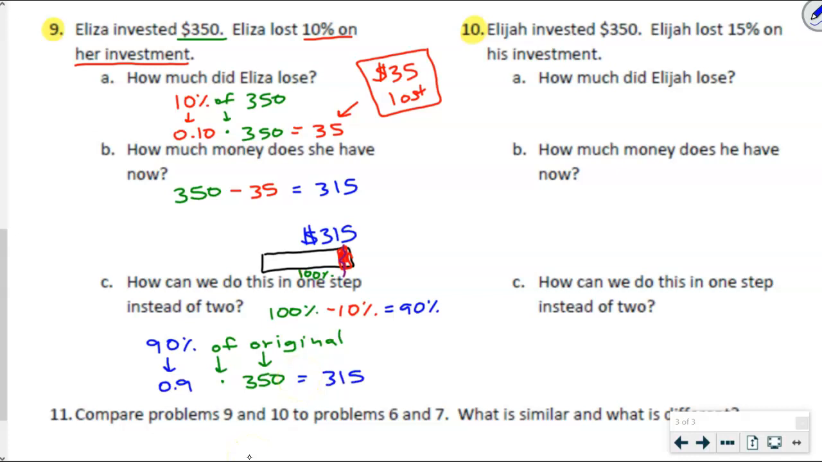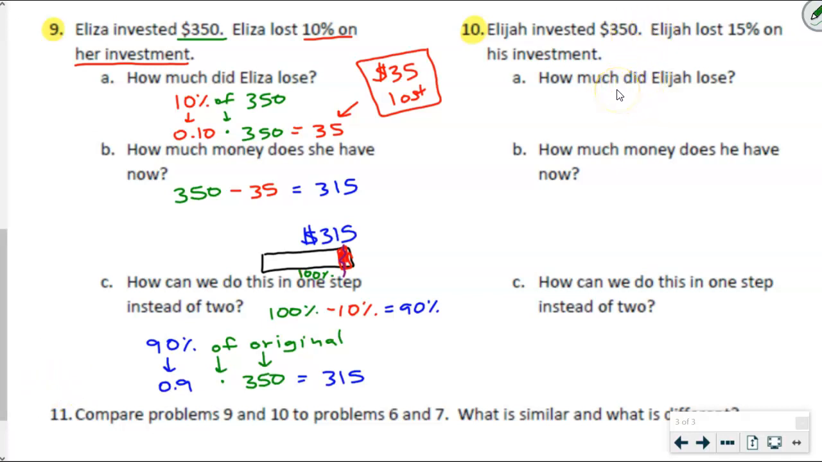Give that a try with 10. Pause the recording. Apply the same concepts that we've been seeing again and again and again. This time, Elijah lost 15% on his initial $350 investment. Pause the recording and give that a try on your own first. All right, now that you've given it a try, let's go over it and see how you did.